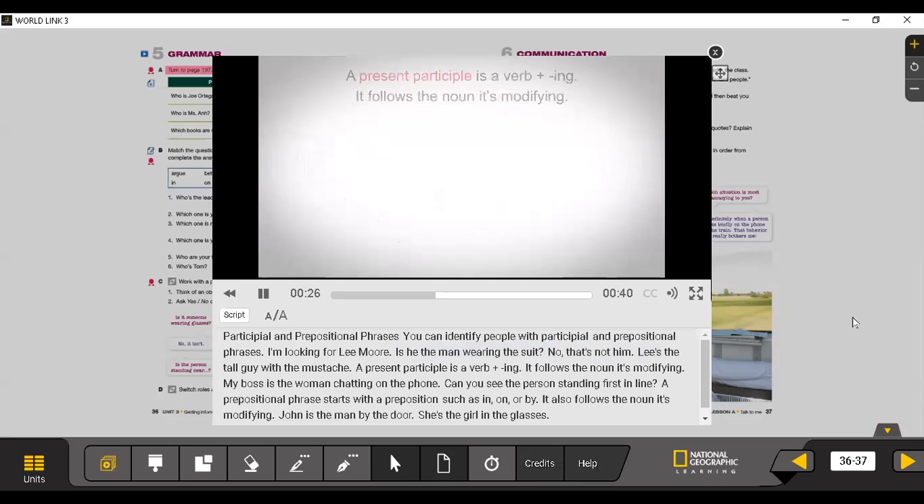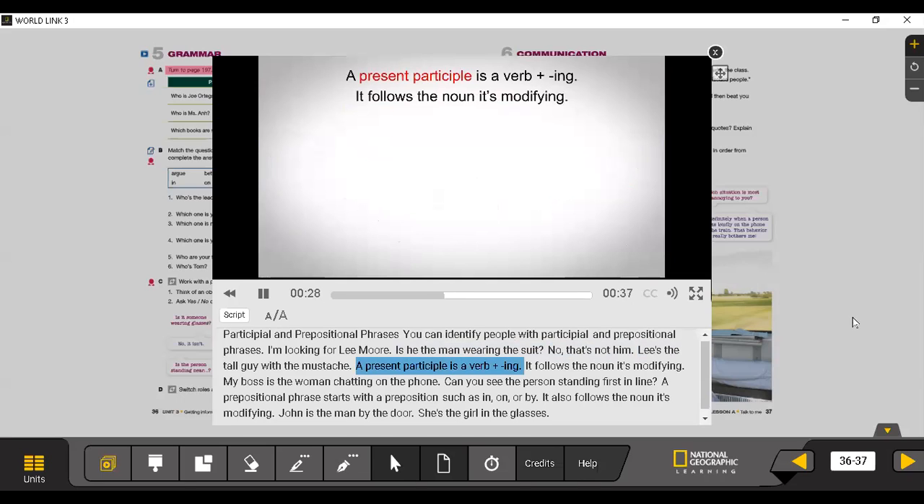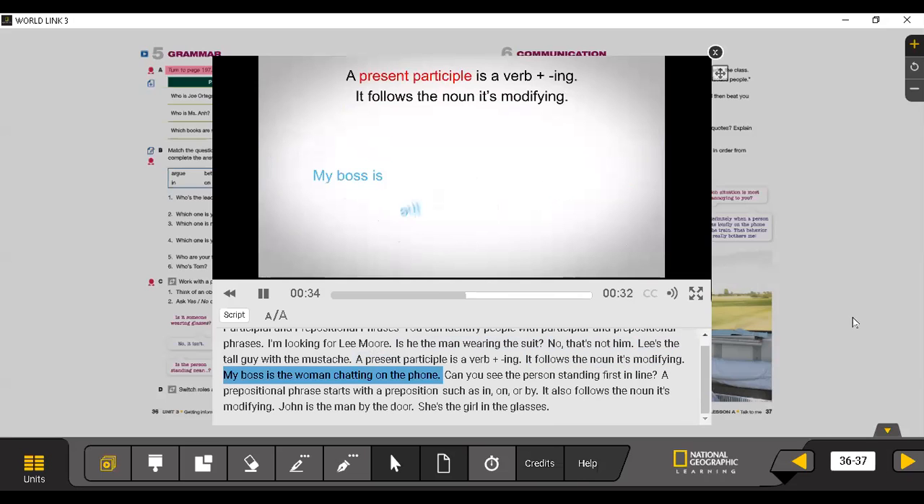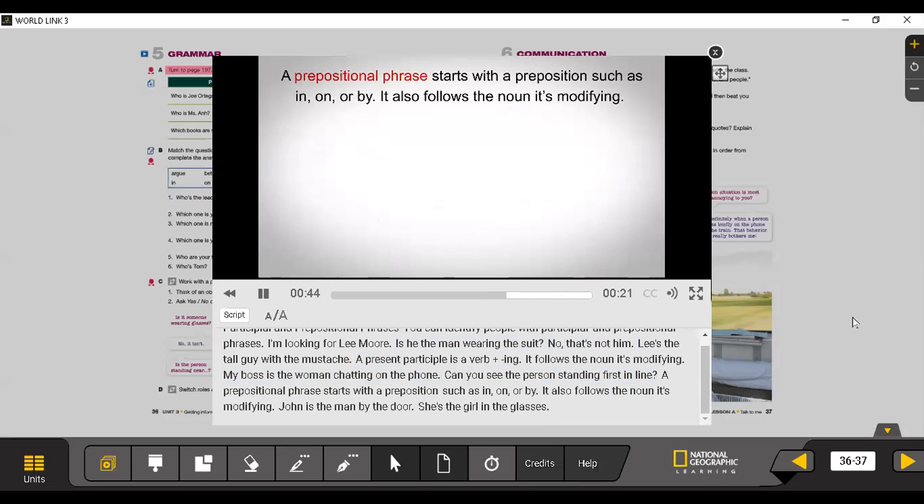A present participle is a verb plus ing. It follows the noun it's modifying. My boss is the woman chatting on the phone. Can you see the person standing first in line? A prepositional phrase starts with a preposition such as in, on, or by. It also follows the noun it's modifying. John is the man by the door. She's the girl in the glasses. Okay, very good.